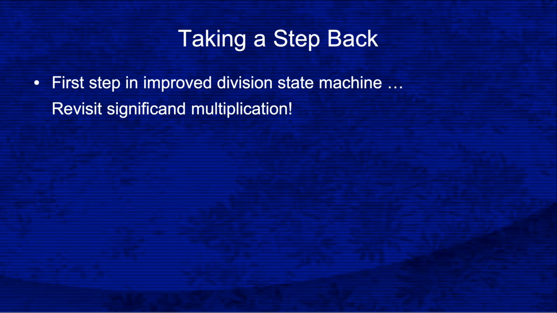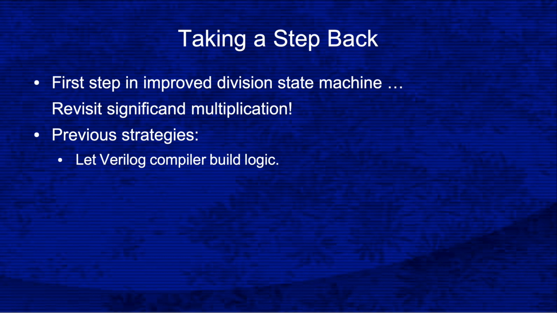Doing this is going to take multiple videos, and I want to start by revisiting how the product of two significands is computed. As you may recall from my series on implementing a circuit to multiply two floating point numbers, I use 4 different methods for computing the product of the significand. Use the Verilog multiplication operator, and let the Verilog compiler work out the details for itself. Implement a generic sequential algorithm which adds the partial products.